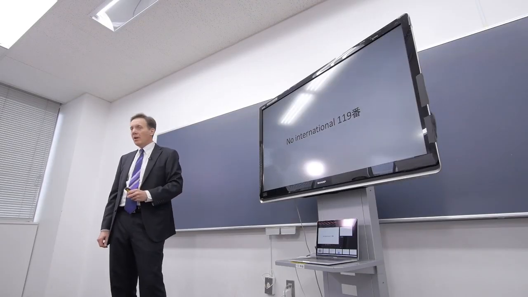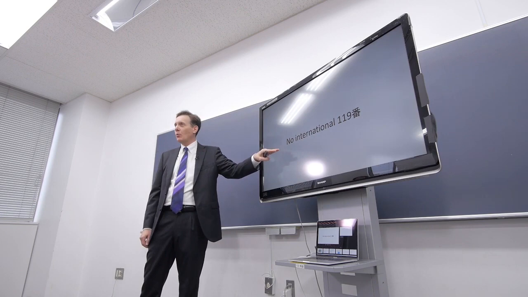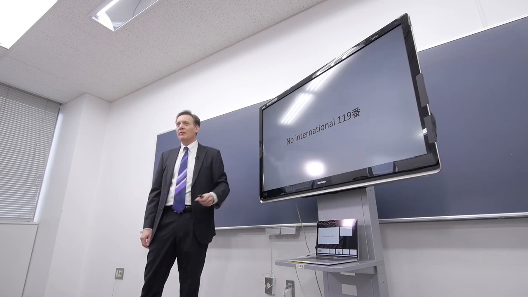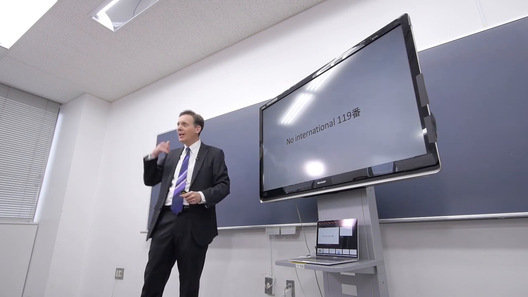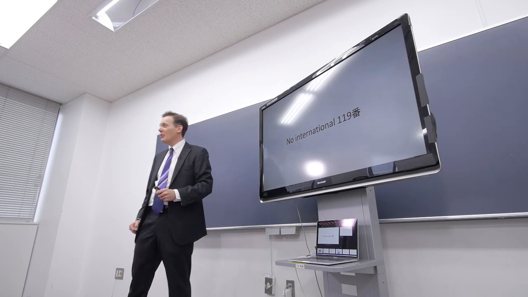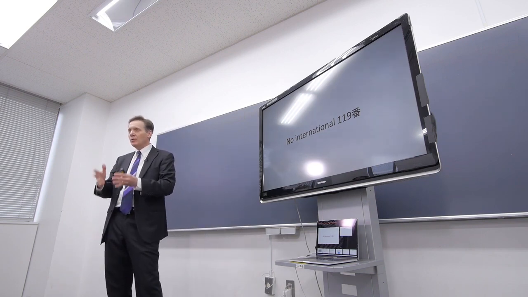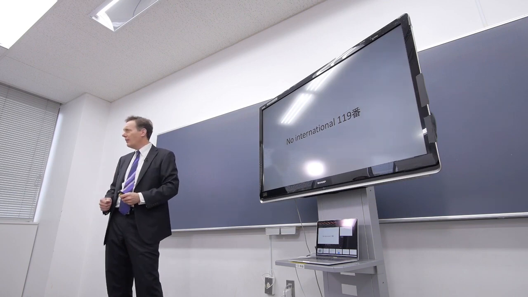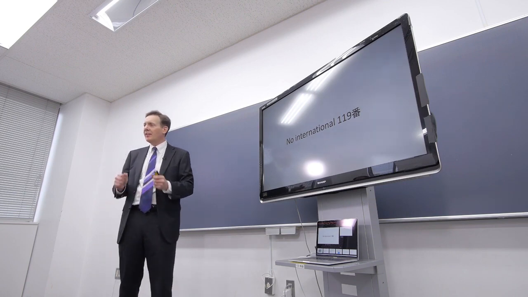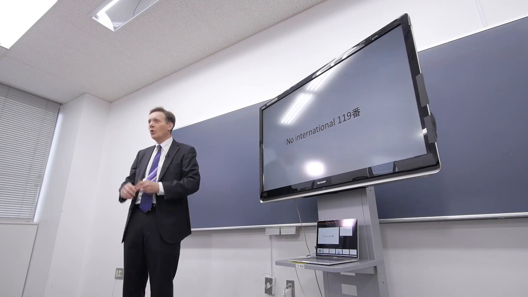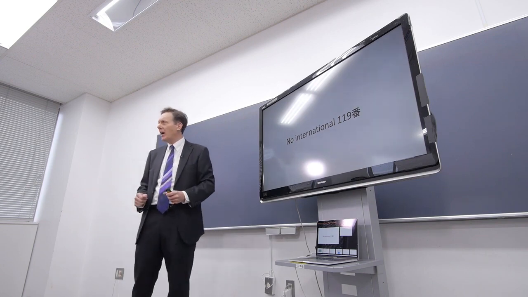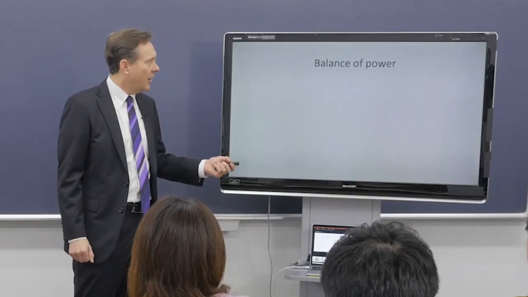Well, all of that's to say there's no international 119. If your government needs help, it can't call 119 for an ambulance or for the police to come. So states have to take care of themselves. We call it a self-help system. There's no world government, so states have to help themselves. How do they do that?